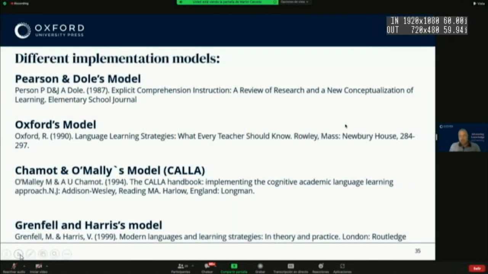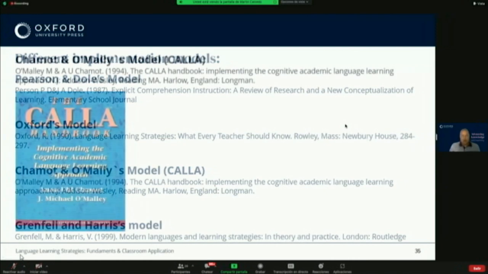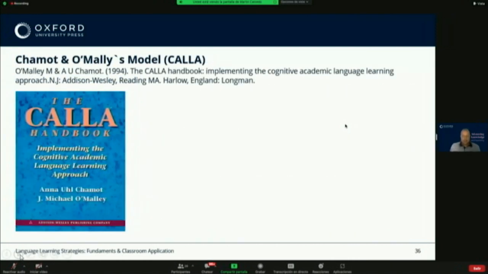So there are different models. I'm just going to leave here some of the models. Pearson and Oxford's model, Chamot and O'Malley's model, and Grenfell and Harris's model are the ones that are more widely used around the world. Personally, I always go for CALLA. Why? Because it includes cognitive academic language learning. So it's not only EFL, it's not only ESL, but we're taking our students one step further when it comes to using higher order thinking skills in learning.